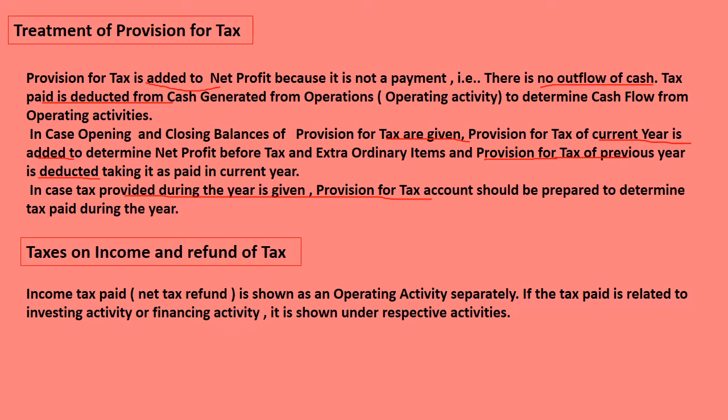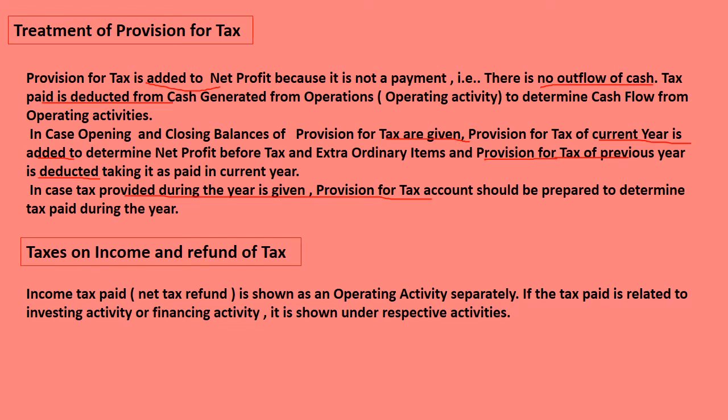Tax paid is deducted from cash generated from operations to determine the cash flow from operating activities. If it is paid, we can deduct. If it is just a provision, it has to be added because in the profit and loss statement it is already deducted.